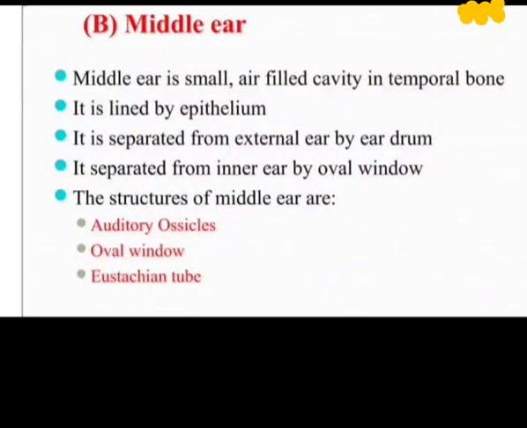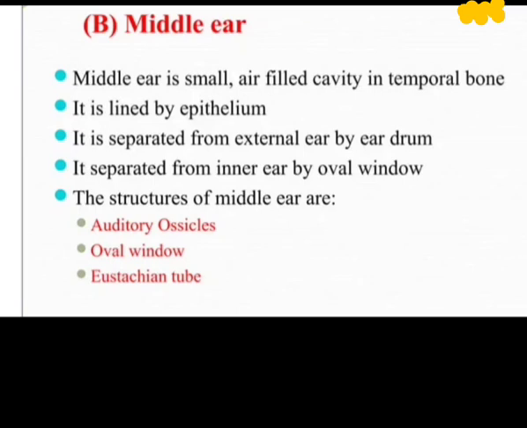And next is the middle ear. The middle ear is a small air-filled cavity in the temporal bone and it is lined by epithelium. It is separated from the external ear by the eardrum and it is separated from the inner ear by the oval window. The structure of the middle ear consists of the auditory ossicles, oval window and eustachian tube. So these are the three parts of the middle ear. One by one we will discuss them. You can see here the middle ear is a small air-filled cavity.